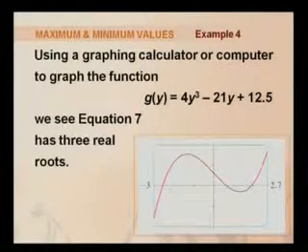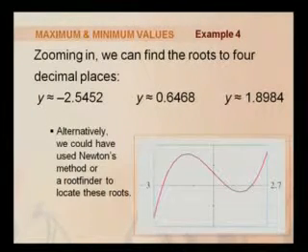If you want to solve this equation using any other method, you can, but this method is quite easy and makes it easy to understand which are the solutions of this equation. Okay, from this graph we can say that the solutions of this equation are y approximately equal to minus 2.5452, y approximately equal to 0.6468, and y approximately equal to 1.8984.